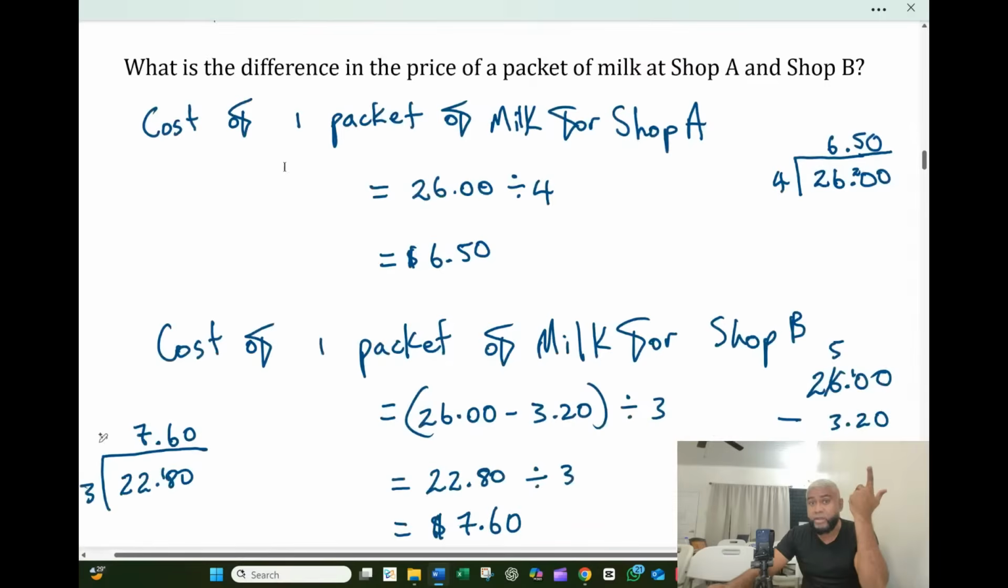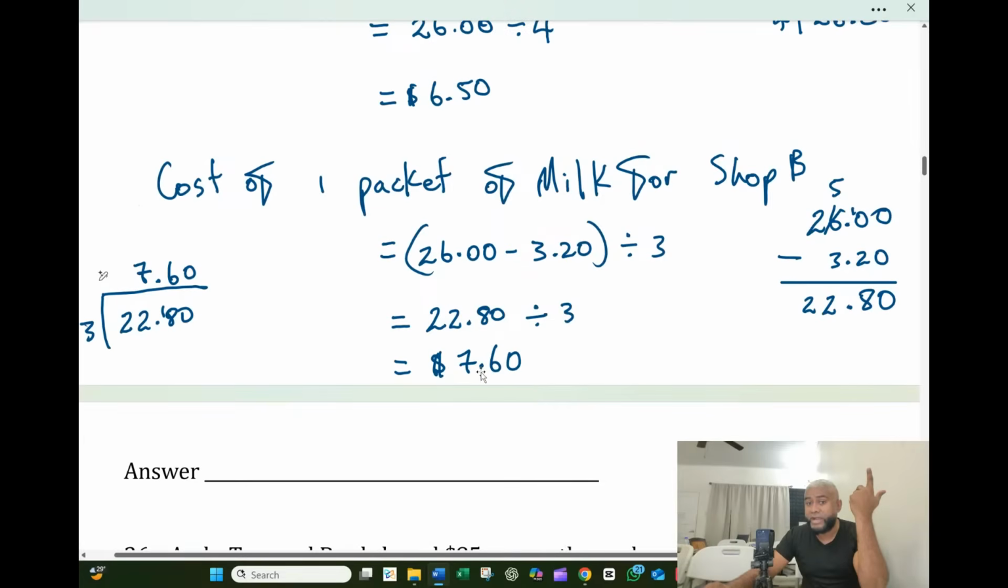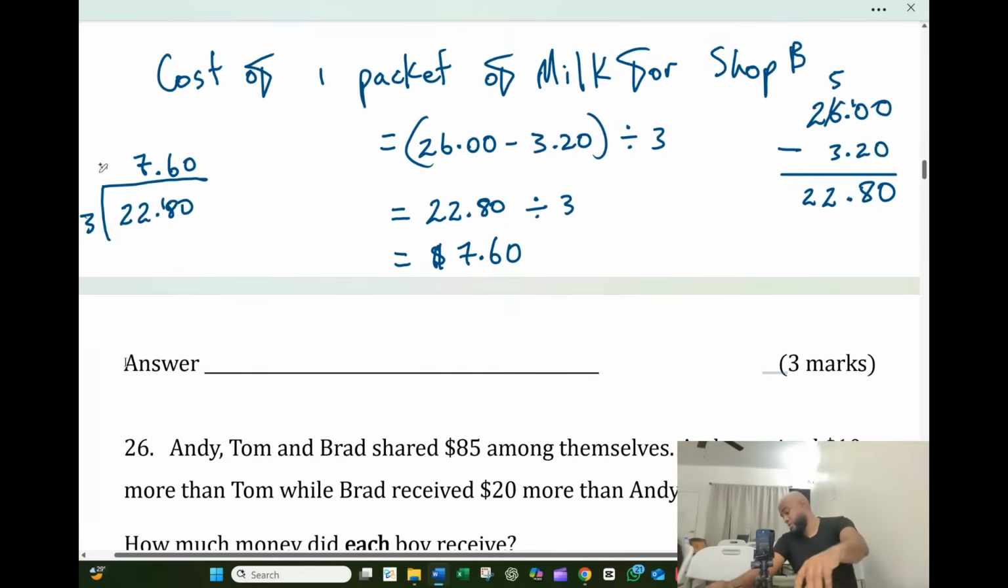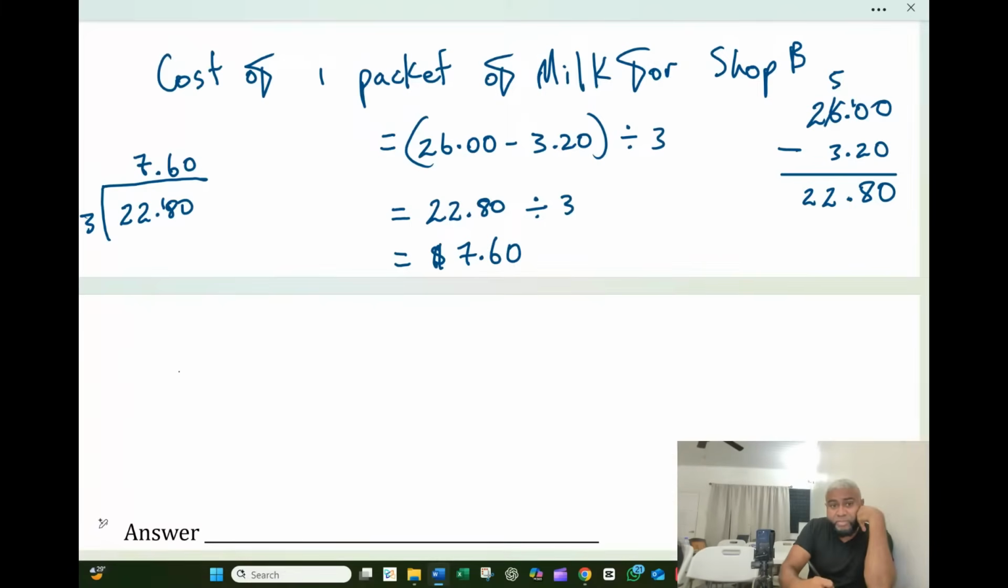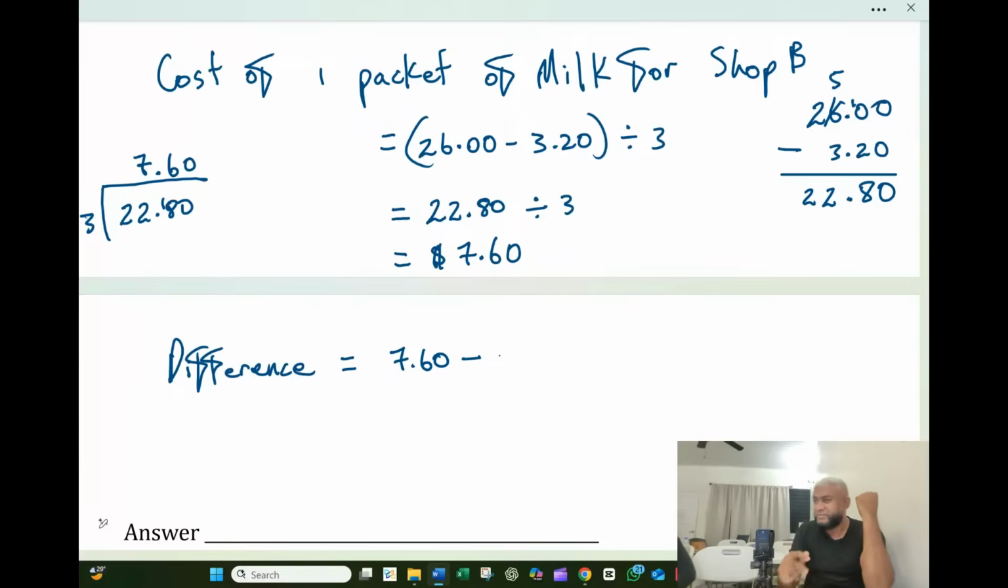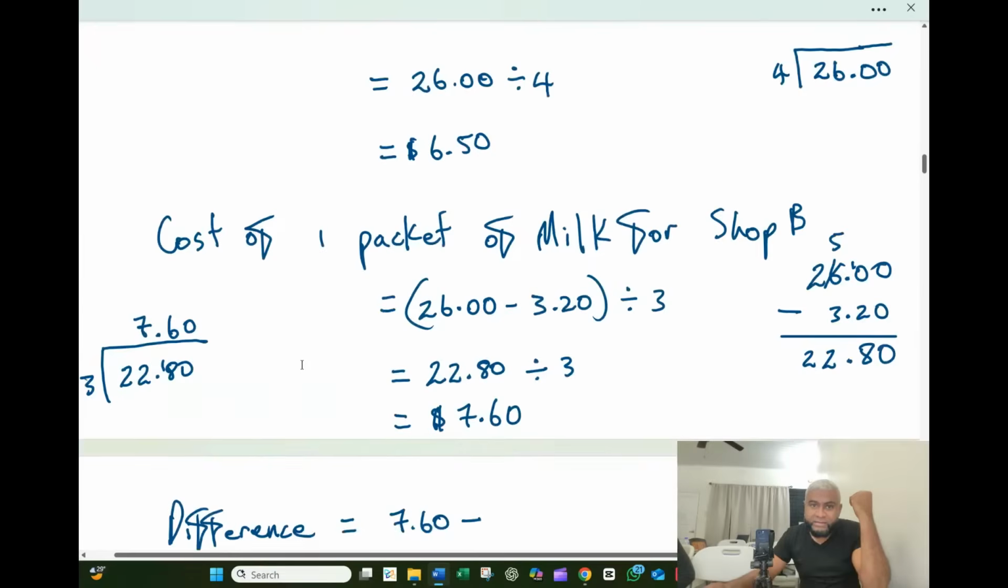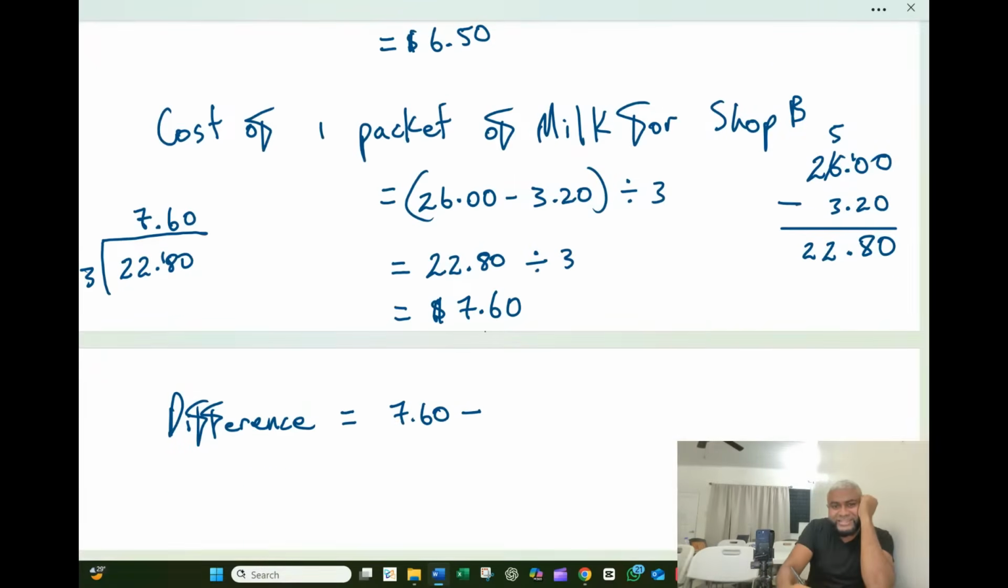So let's look. We have the cost of one packet here for shop A. We have the cost of one packet here for shop B. Let's work. So this will be the difference. I'm going to put the word difference. Difference would be equal to 760 minus 650.